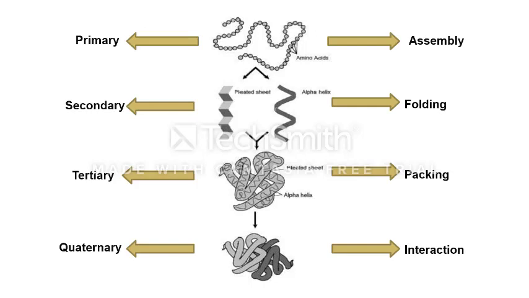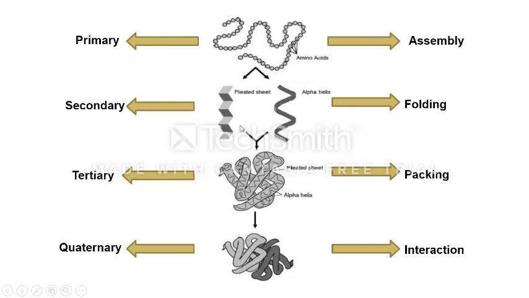So here you see the primary structure. This is a polypeptide chain of amino acids, and they are basically assemblies. And the secondary structure, they can be in pleated form or they can be in helix form. So they are basically foldings of these primary structures.